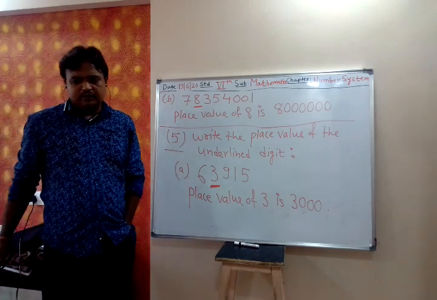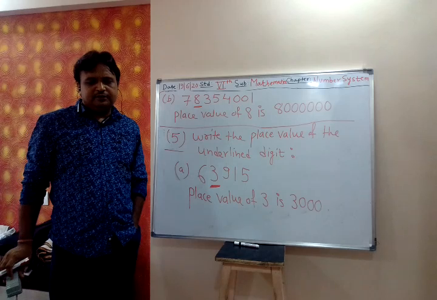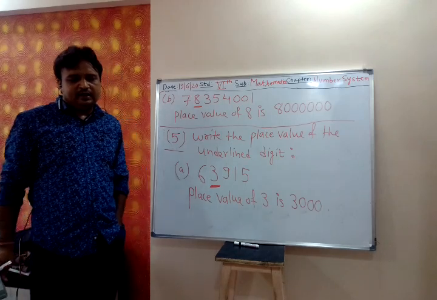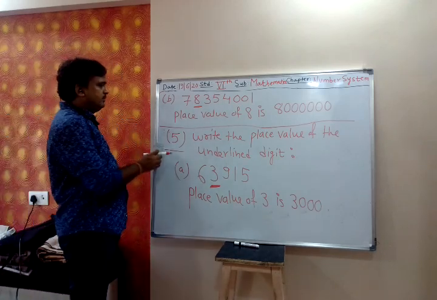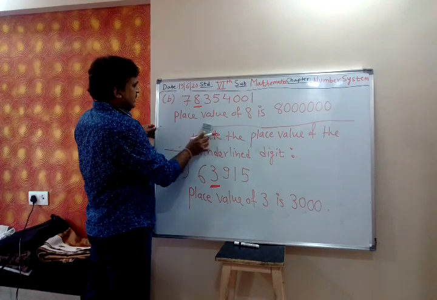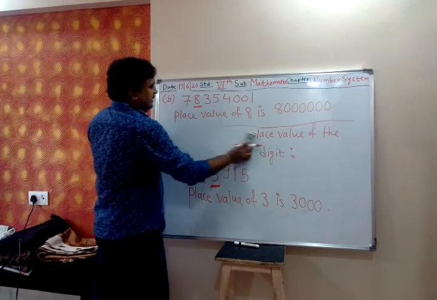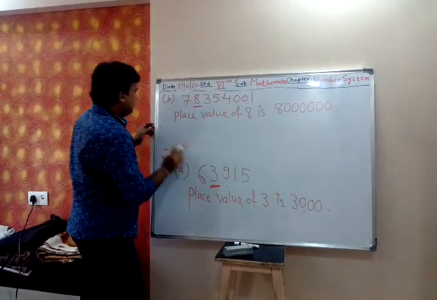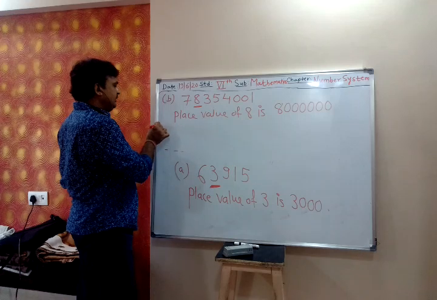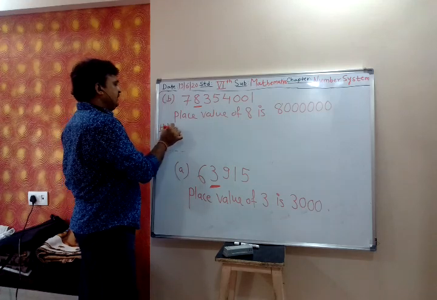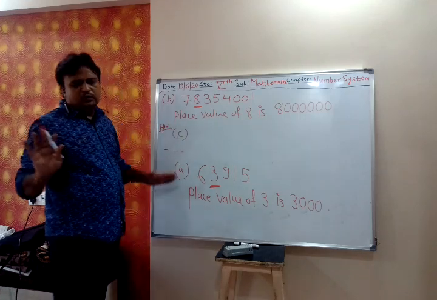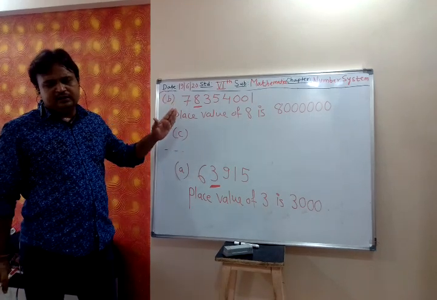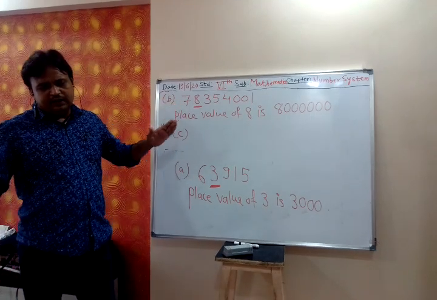No comma. It is as place value of 8, so it is 80 lakh here. Now let me give the remaining two problems, C and D. Wait, let me write C.